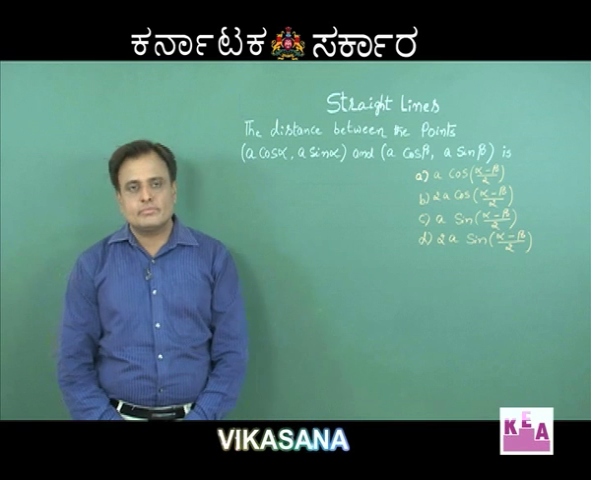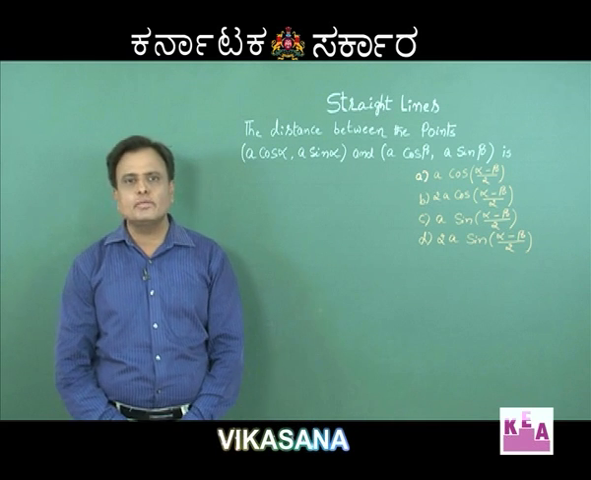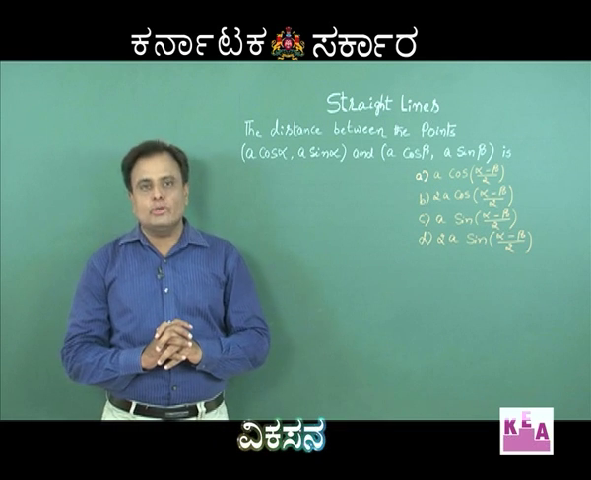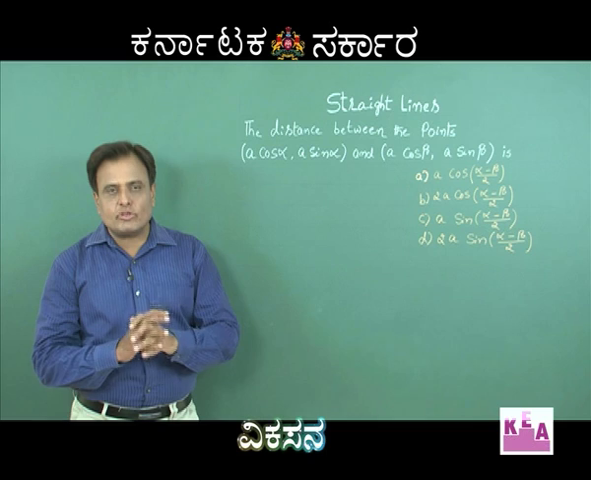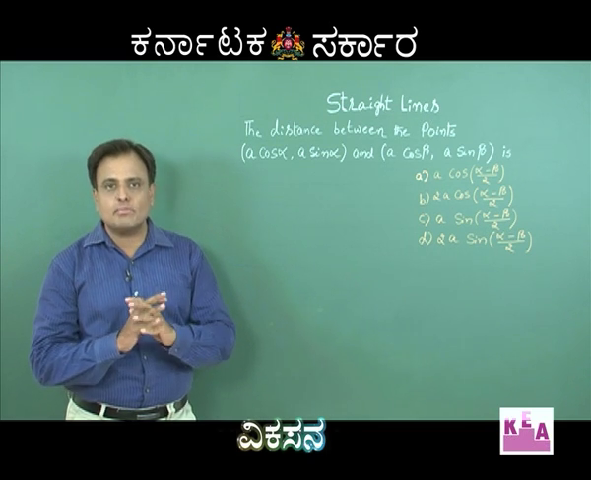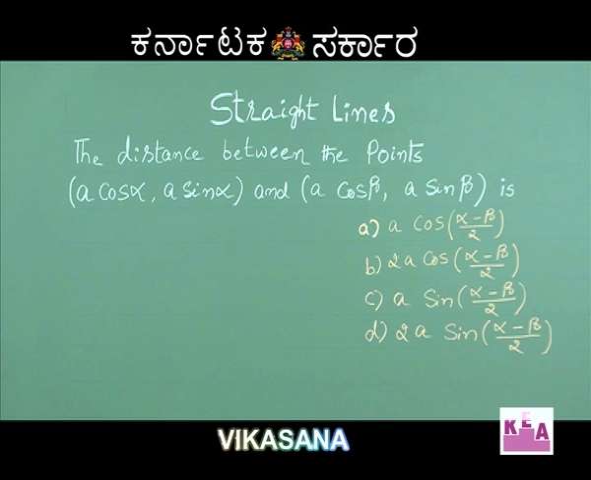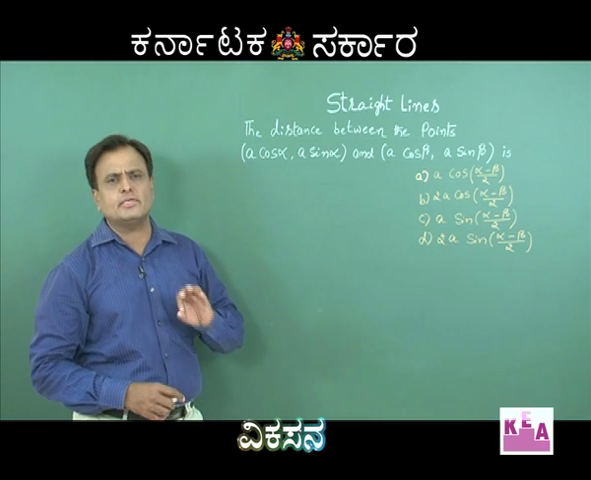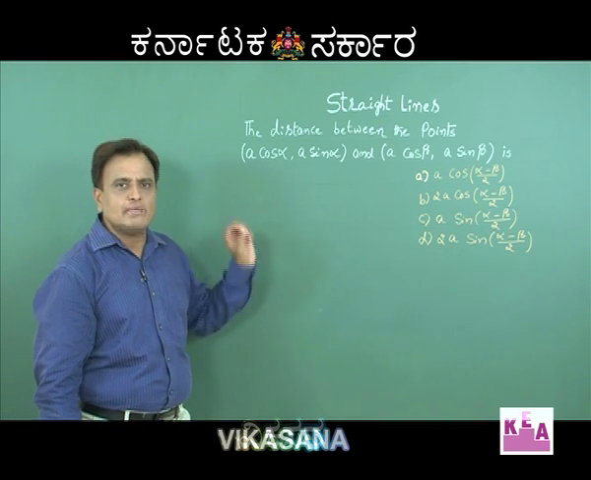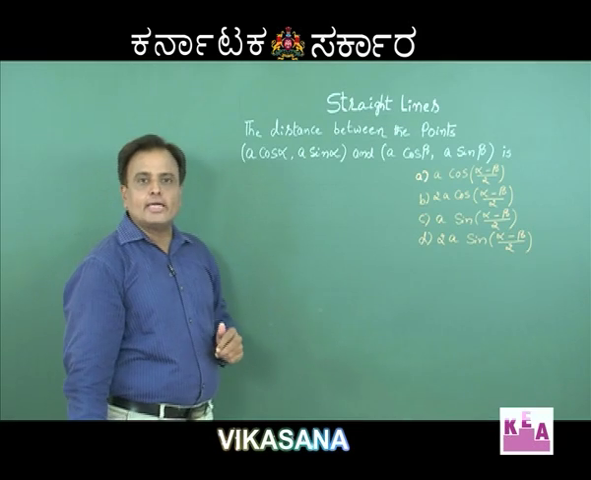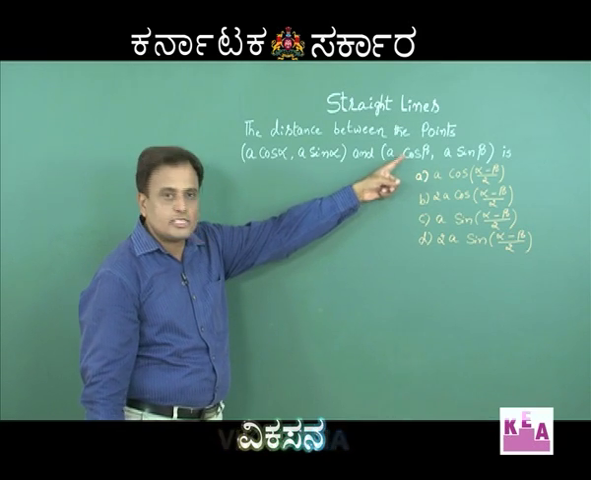Dear students, it looks like a very simple example based on the distance rule. But if you apply the distance rule, we will have to apply trigonometric multiple and submultiple angle relations here. It takes a lot of time. So, to solve this example, I am going to come up with a shortcut, a simple method to solve this problem. Please have a look at this. See, taking this point as A, taking this point as B.